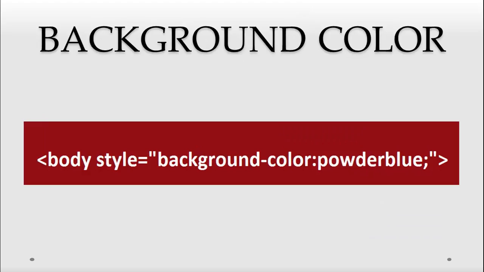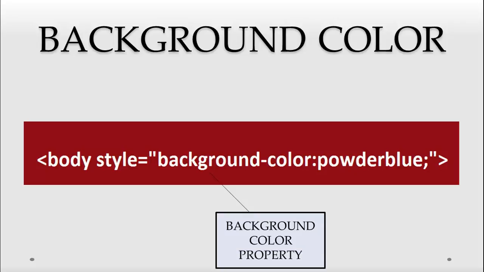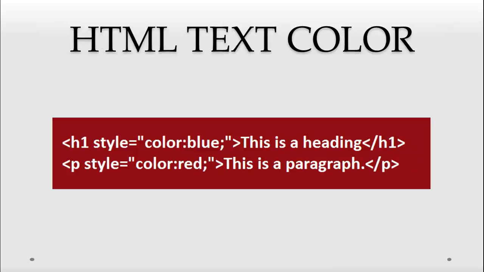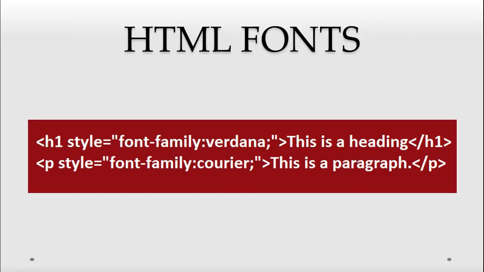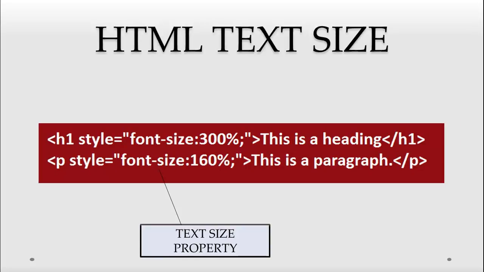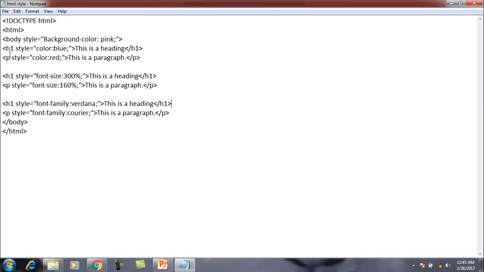Now, the background color. The background-color property defines the background color for an HTML element. The text color property. The color property defines the text color for an HTML element. HTML fonts. The font-family property defines the font to be used for an HTML element. The font size property. The font-size property defines the text size for an HTML element.